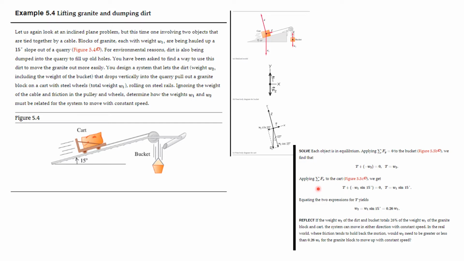And so then we will also look at the summation of the forces in the x direction. The x direction is going up and down the inclined plane. And so here we find that W1 sine of 15 degrees has to be equal to the tension. And so we're going to be able to set W2 equal to W1 sine theta. And sine of theta, or alpha, I guess we called it here, is 15 degrees. So you see W2 has to be 0.26 W1. So we have solved for the relationship between the two.